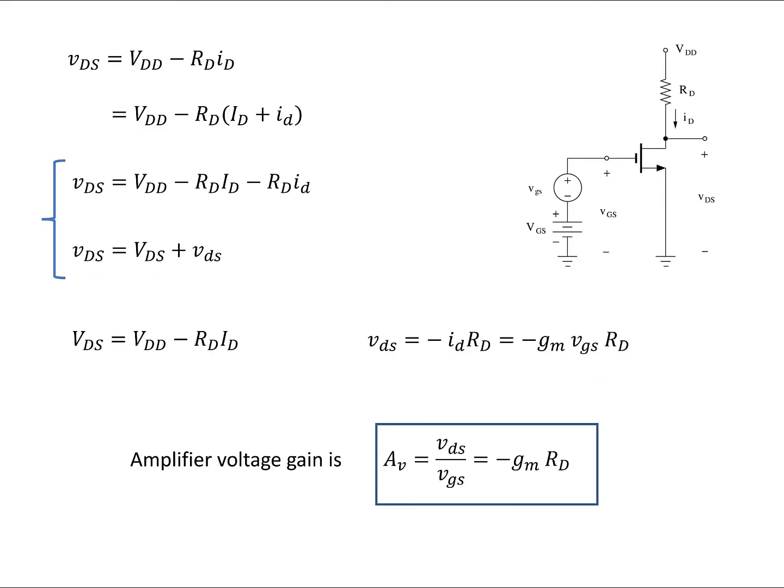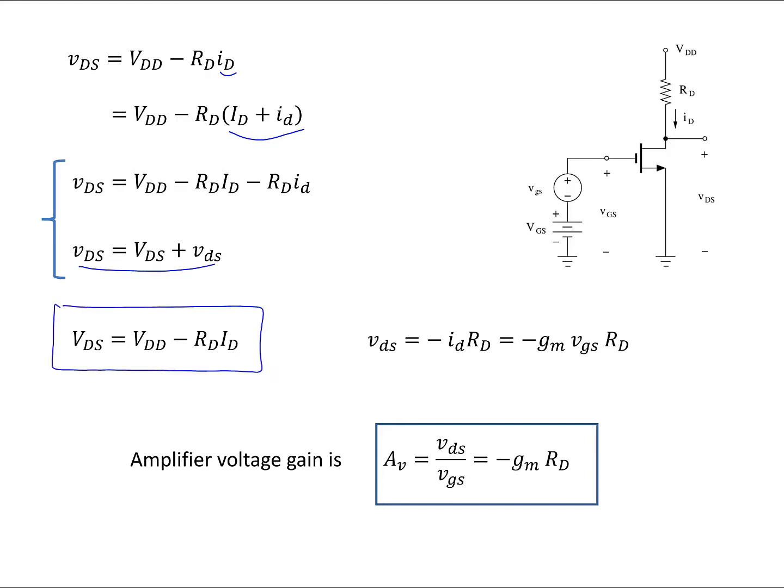Moving to the drain to source KVL, I can write vDS as VDD minus RD times iD. Here, vDS is the total instantaneous drain to source voltage, and iD is the total instantaneous drain current. So both iD and vDS are going to have a DC part and a signal part. Under the small signal approximation, you saw that we can represent iD as the summation of a bias part, or DC part, and the signal part. So I'm going to replace iD with this expression and separate the DC part from the signal part in the total instantaneous drain to source voltage, and compare it to this equation.